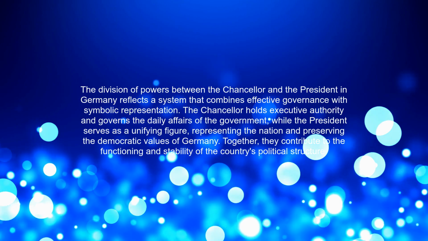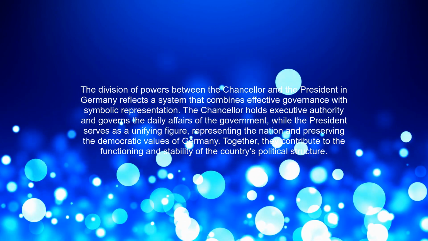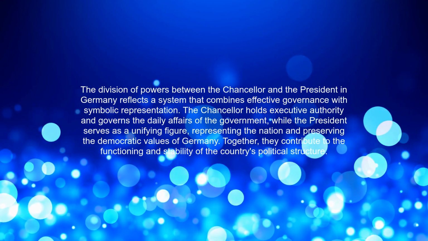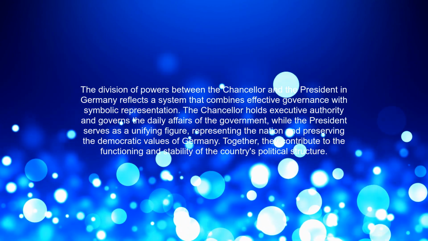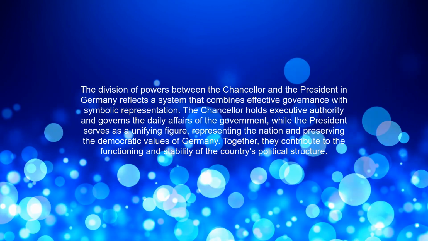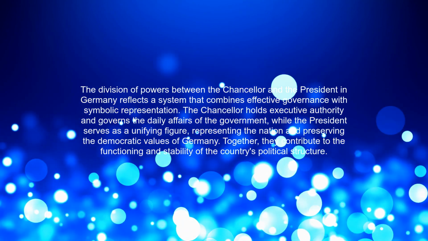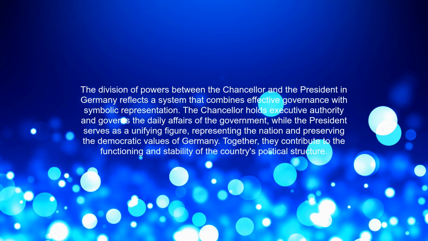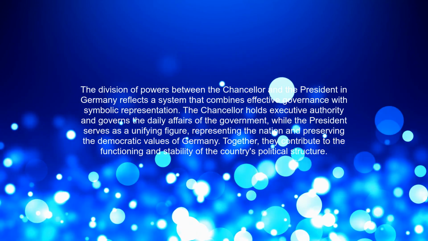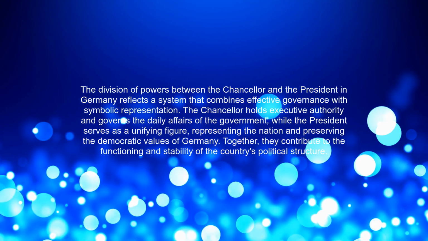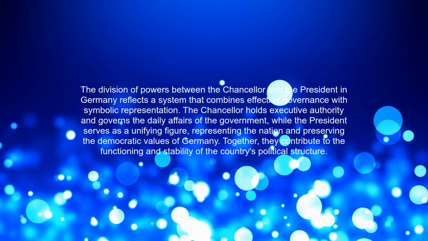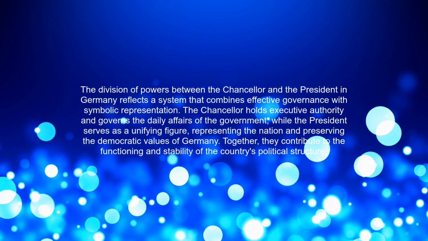The division of powers between the chancellor and the president in Germany reflects a system that combines effective governance with symbolic representation. The Chancellor holds executive authority and governs the daily affairs of the government, while the President serves as a unifying figure, representing the nation and preserving the democratic values of Germany. Together, they contribute to the functioning and stability of the country's political structure.